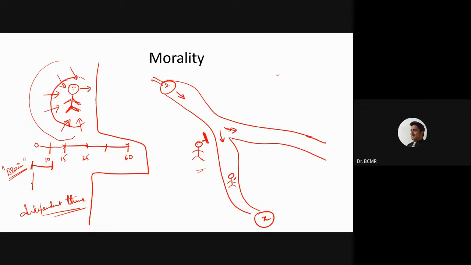Now, I will give you a situation where there are two people here. Okay. So there is one person here and there are two people here. Would you pull the lever or would you not pull the lever? Anybody?